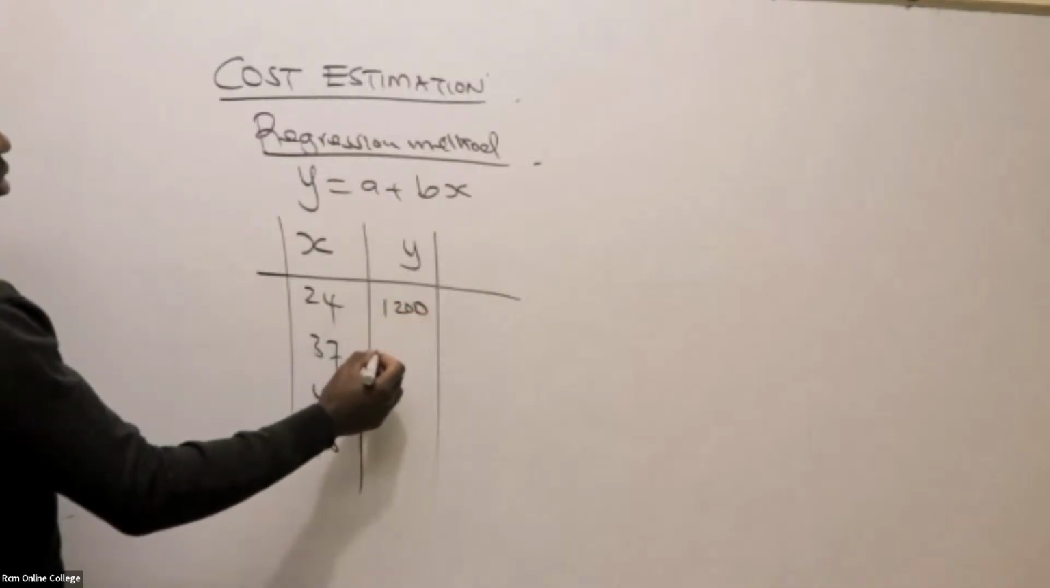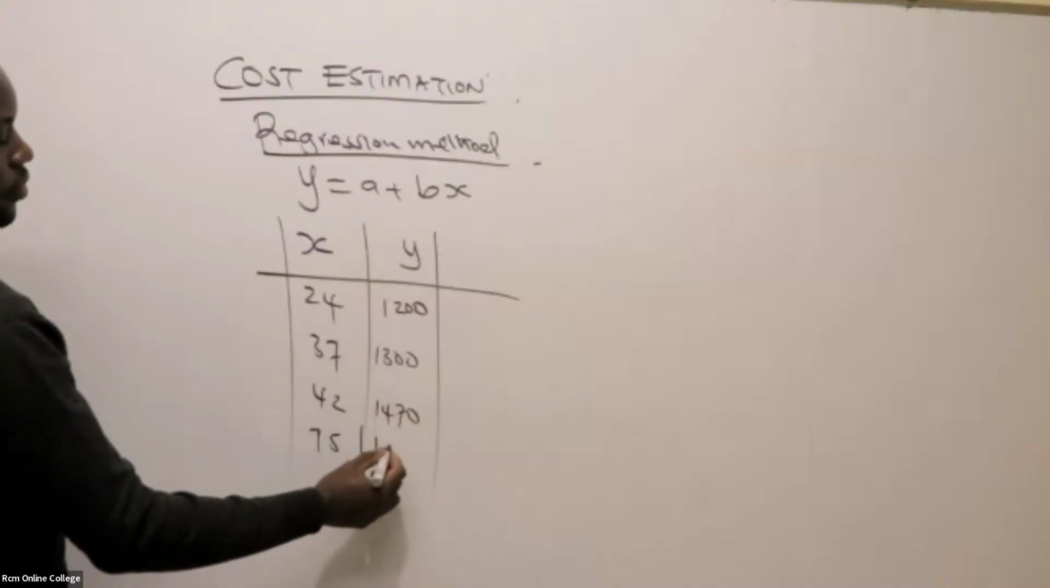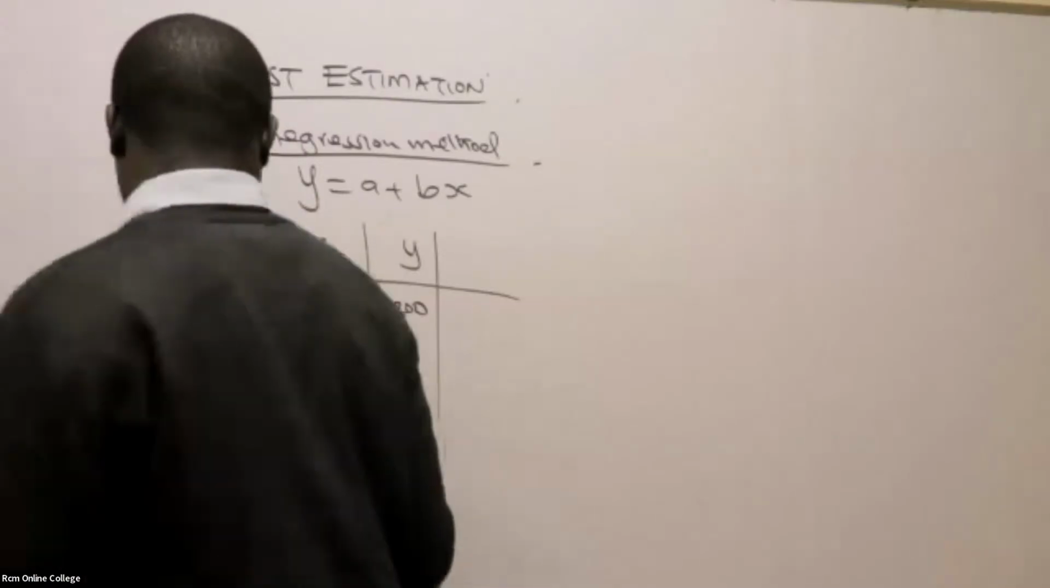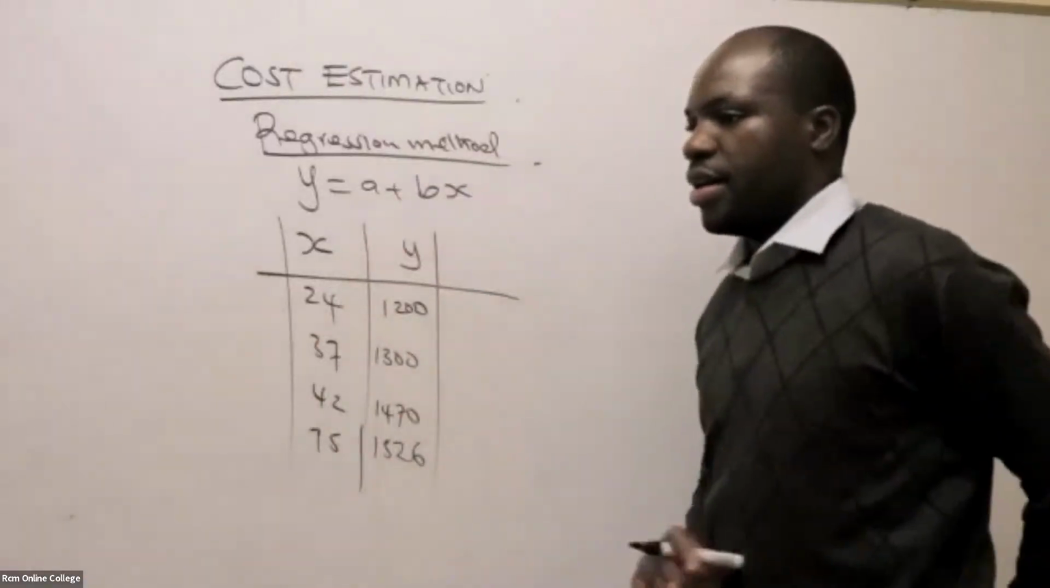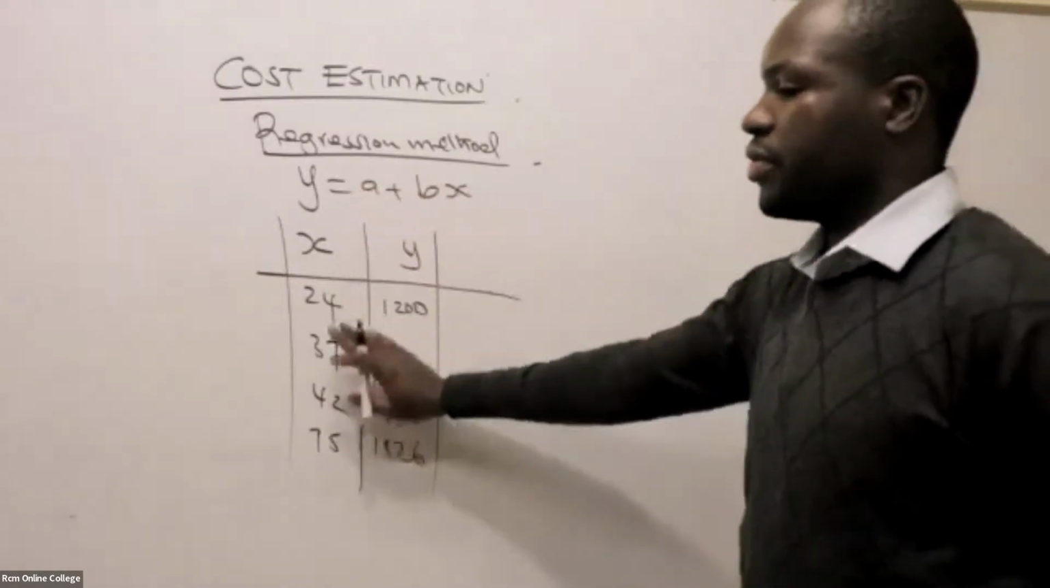Then this here, 1,200, 1,300, 1,470, 1,526. That is your cost. That is your data, x and y. And you're supposed to give us cost function in this form.